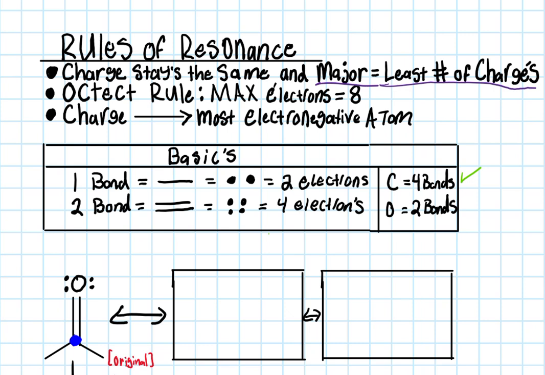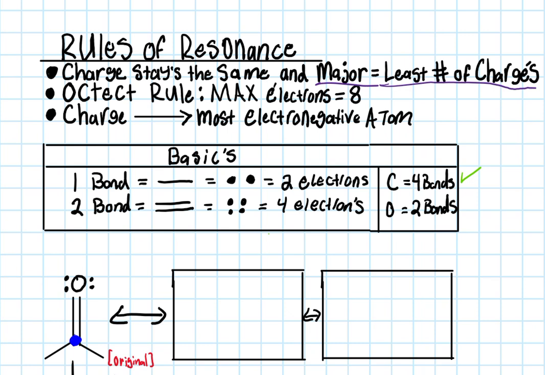Next is the major. A lot of times in your organic chemistry classes, they'll say major or minor. And what that means is it's going to be the most common structure and it's going to be the most stable. And so the major one is usually going to have the one with the least amount of charges.